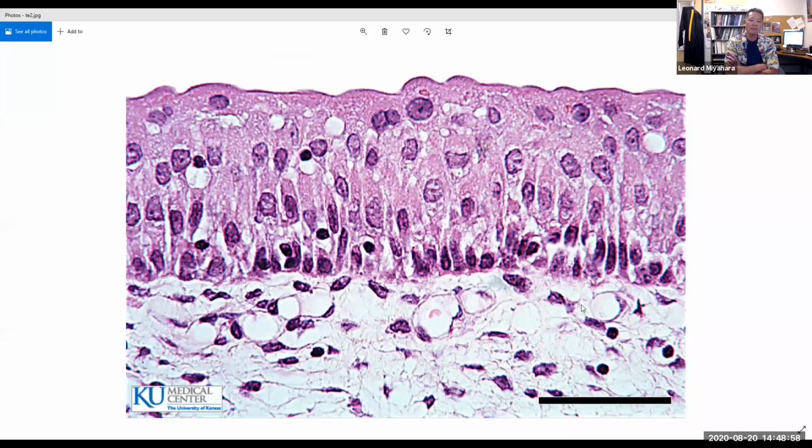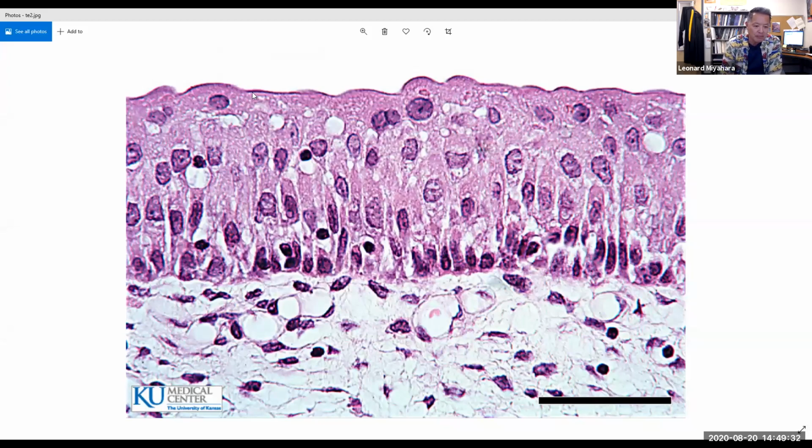Do you see a basement membrane and a free surface? Yes, tissue type number 1. Basement membrane's down here where the stained nuclei come to an abrupt end. Free surface up on top. Is it stratified? Yes, it is stratified. That's the yellow word. What's the purple word? Columnar.